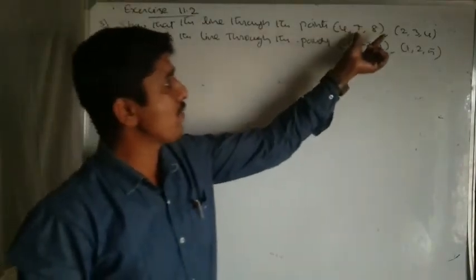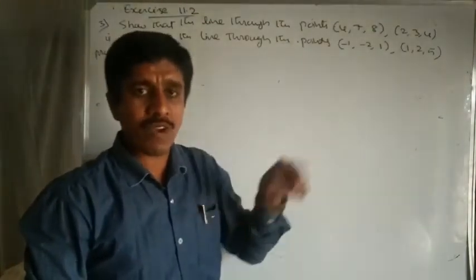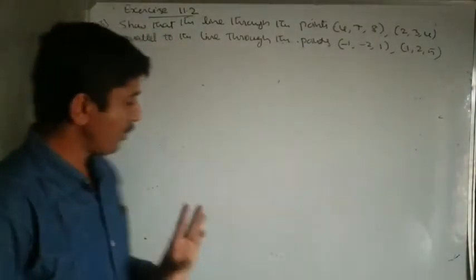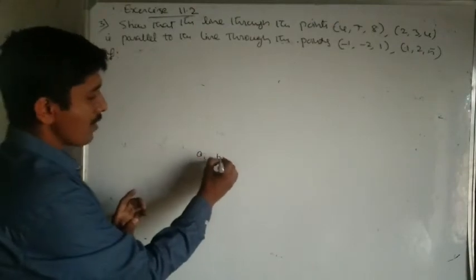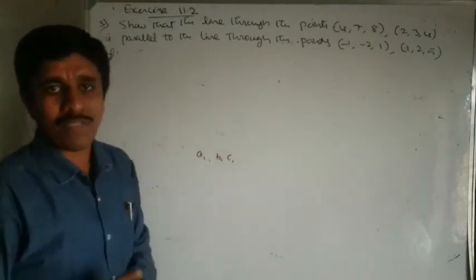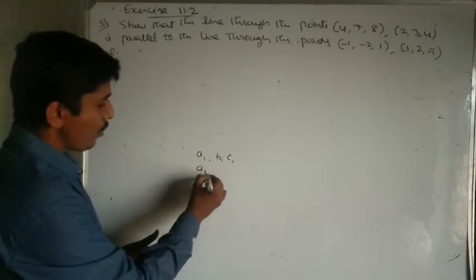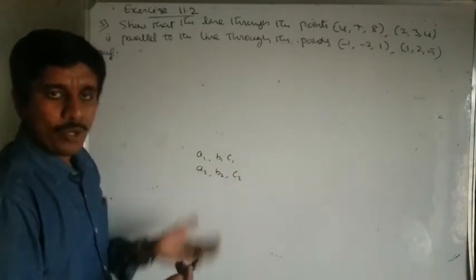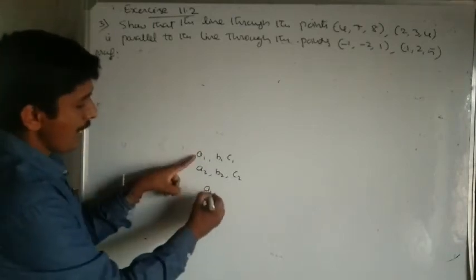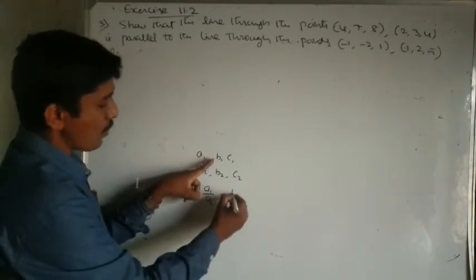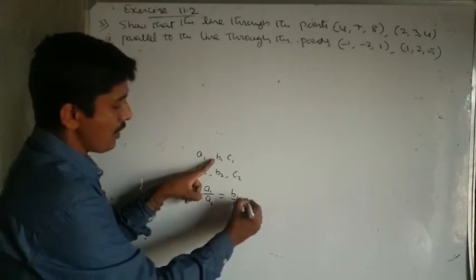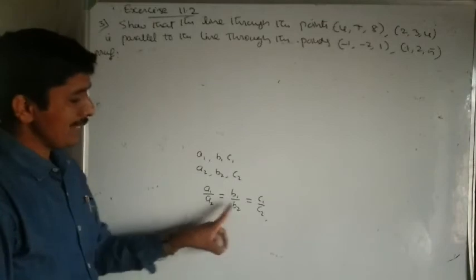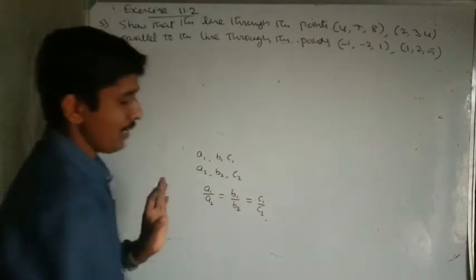First find direction ratios of the first and second points. Next find direction ratios of the third and fourth points, similar to the last problem. But here we have to prove something. Suppose A1, B1, C1 are the direction ratios of the first line, and A2, B2, C2 are the direction ratios of the second line. Two lines are parallel means we have to prove that A1 by A2 is equal to B1 by B2, which is equal to C1 by C2. Mind it, we have to prove that these three ratios are equal. Got it.